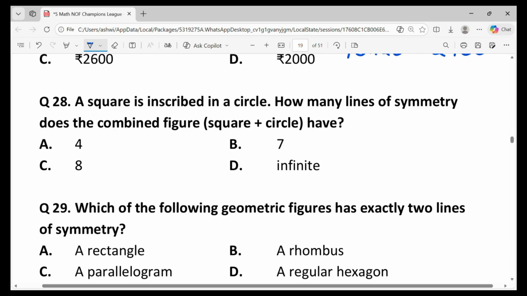Question 28. A square is inscribed in a circle. How many lines of symmetry does the combined figure square plus circle have? The combined figure has the lines of symmetry of both the square and the circle. So the answer is D, infinite.